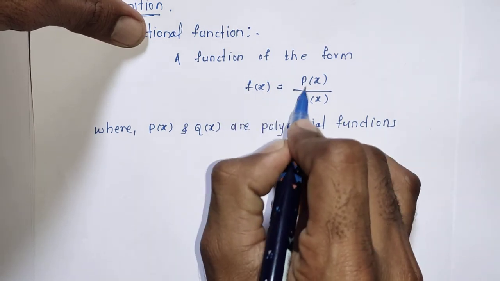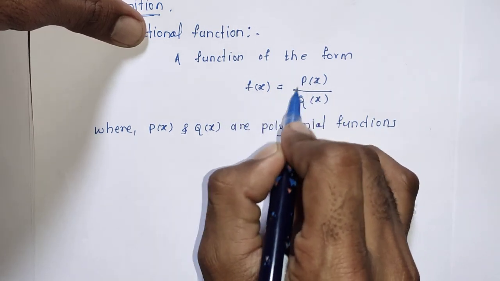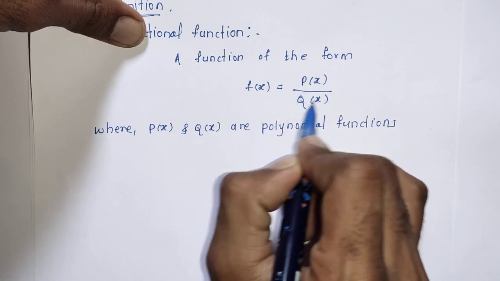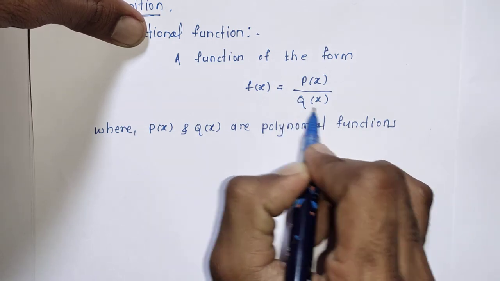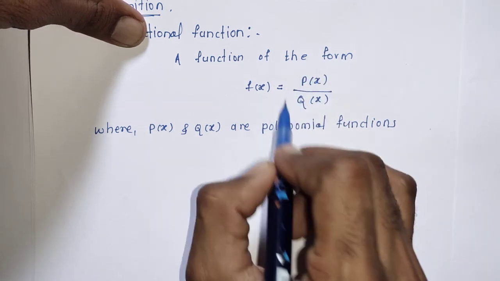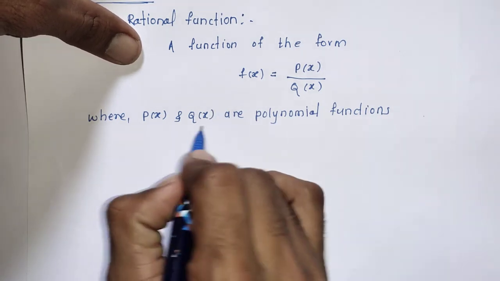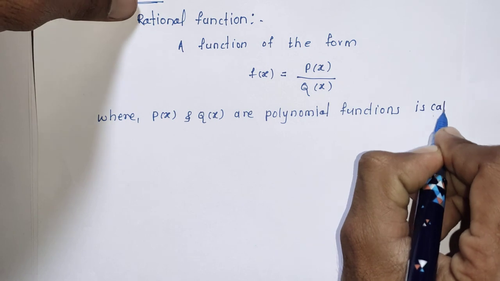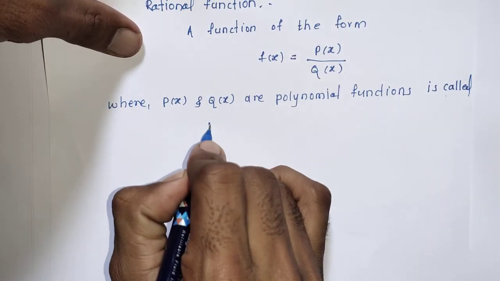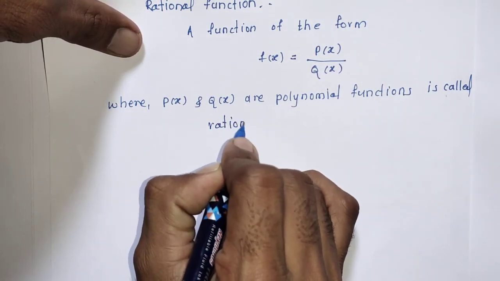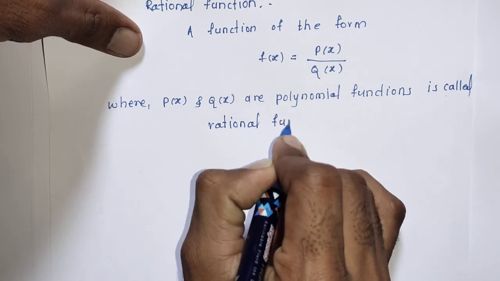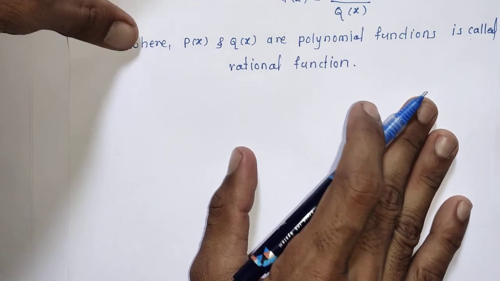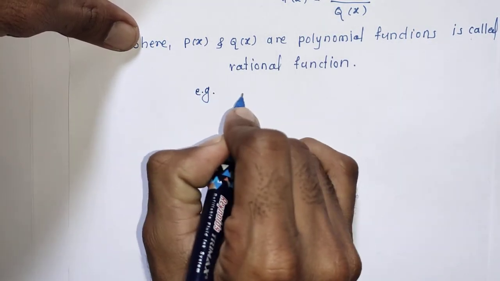So the function f of x is equal to p of x upon q of x, the ratio of two polynomials, p of x divided by q of x, is called a rational function, where p of x and q of x are polynomial functions.